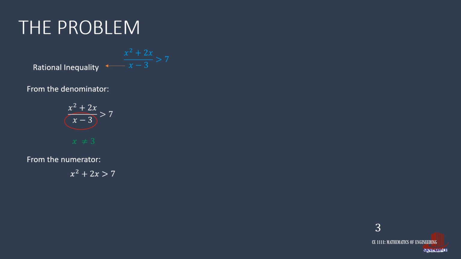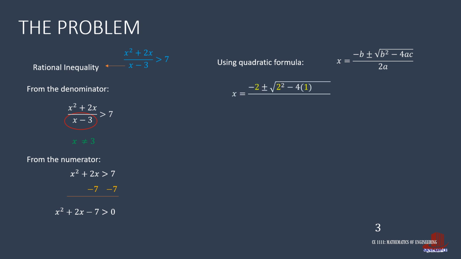From the numerator, x squared plus 2x as greater than 7, zero out one side. In this case, subtract 7 from both sides, making x squared plus 2x minus 7 as greater than 0. We have just created a quadratic equation, although it seems like we cannot use basic factoring. So the other option is to use the quadratic formula. Plug in the coefficients of 1, 2, and negative 7.